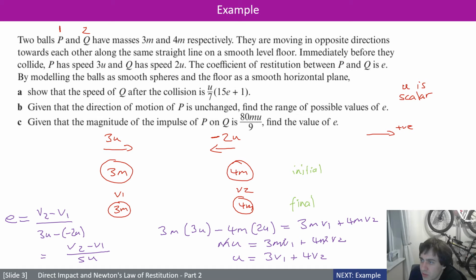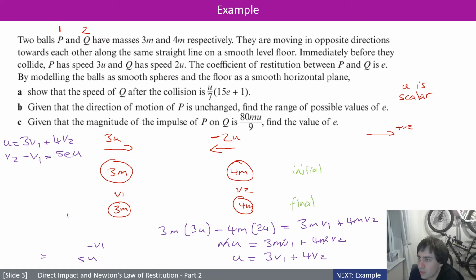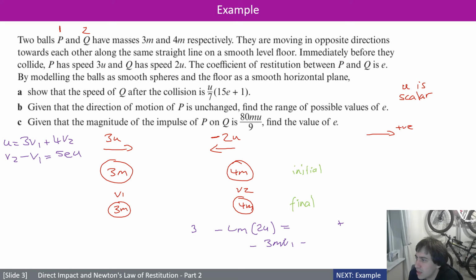Okay, I'm going to make some space and just rewrite the key results here for a moment. And for the E, we've got E equals this thing. So let's multiply both sides by 5u and just get this. Looks a bit simpler. So we've got a relationship between v1, v2, and u and e. And what are we being asked to find? Just a reminder, the speed of Q. So the speed of Q, that's our 2 object. We want v2 here.